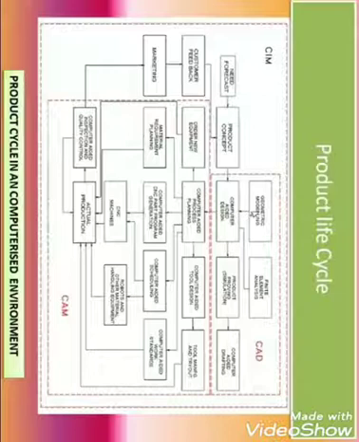now let us understand the product life cycle, how CAD, CAM and CIM work in the product life cycle. First of all, understand what is the full form of CAD. I already explained previously that the CAD full form is computer aided design. And what is the full form of CAM? CAM full form is computer aided manufacturing. And the other full form, CIM, is computer integrated manufacturing.